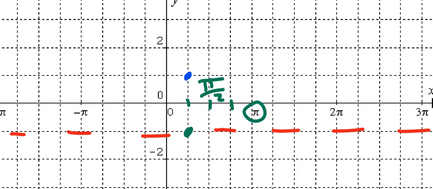Several of you found the top of the first hill. How far to the right should I be traveling before I find the next one? Pi units, which is... Guys, I can't talk over you.